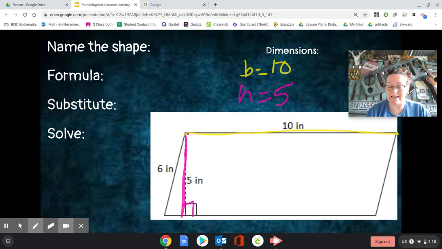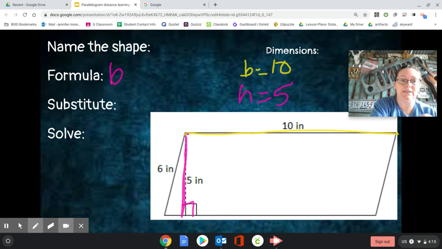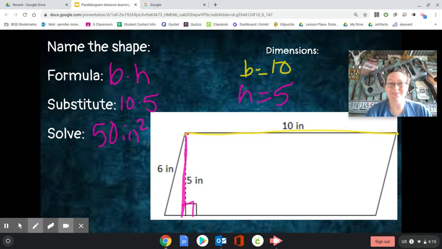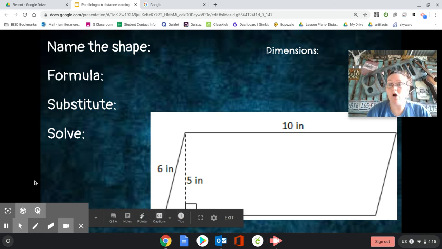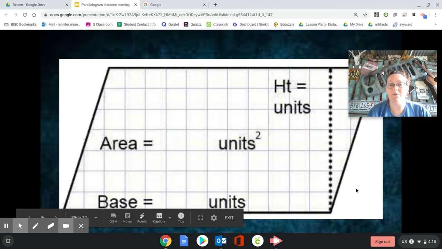So base times height. So my formula is base times height. And I'll substitute them in. Base is 10. Height is 5. 10 times 5 is 50 inches squared. Okay? All right. I'm going to clear all this out. And you are solving these as you're working through on your paper as well.